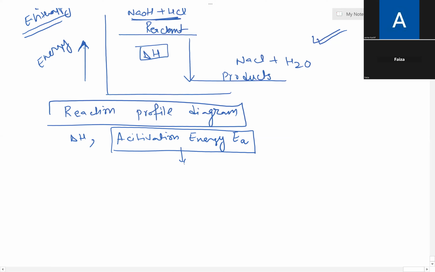Activation energy is, just give me 1 second, I'm just coming.